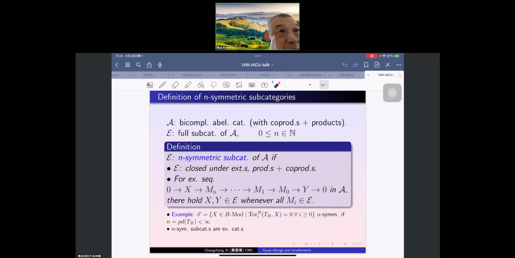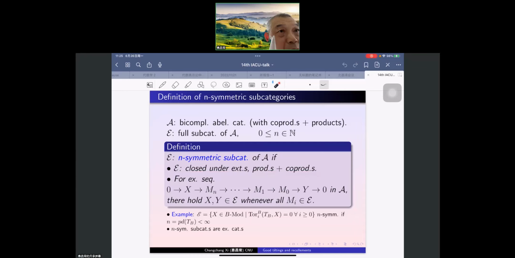Before I give the answer to these questions, maybe it's better to introduce a new definition, which is called an n-symmetric subcategory in an abelian category. So we have a bicomplete abelian category. Bicomplete means it has coproducts and products. And we take a full subcategory called epsilon, and we call this epsilon an n-symmetric subcategory of this bicomplete abelian category A, if this subcategory is closed under extensions, products and coproducts.